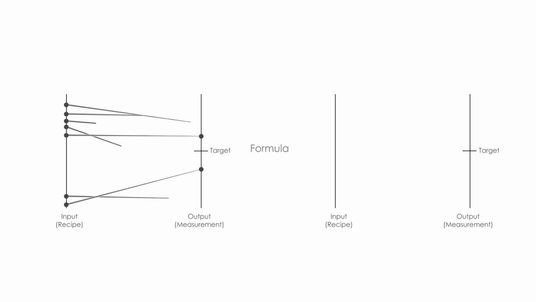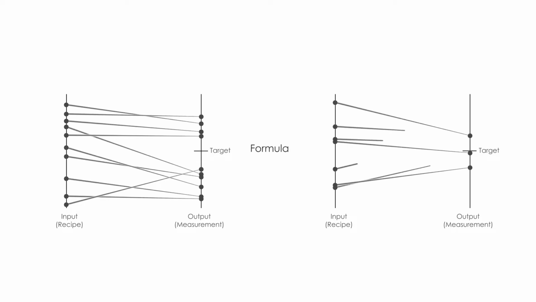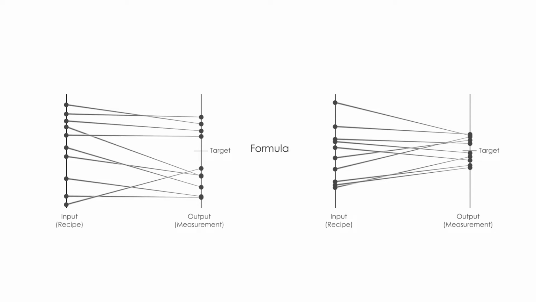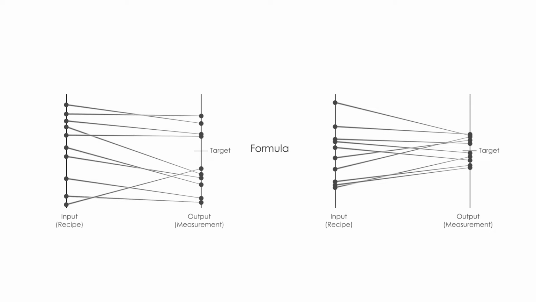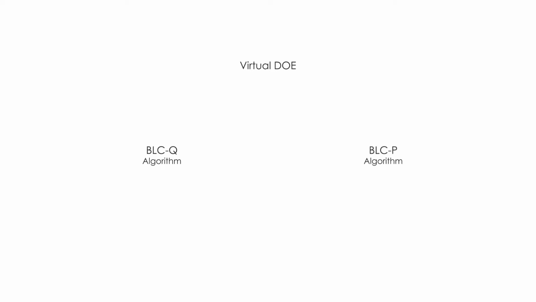Process engineers adjust input data to get better output using the history data and formulae. The BizDev Virtual DOE provides the optimal input data automatically in dynamic fab environments. To do this, Virtual DOE adopts BLCQ and BLCP algorithm.